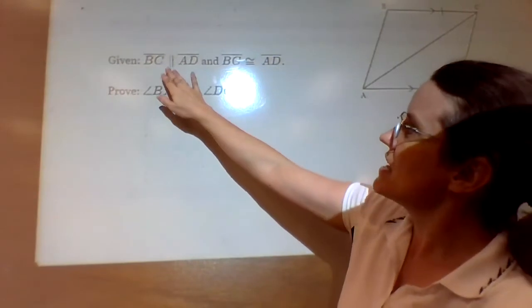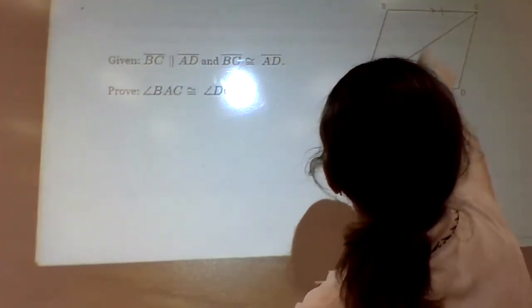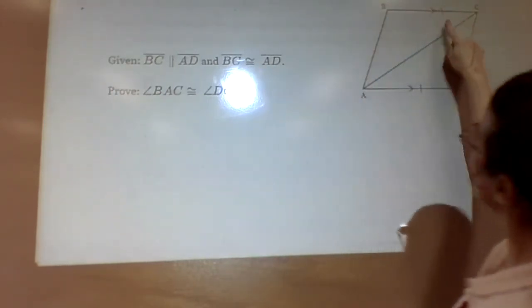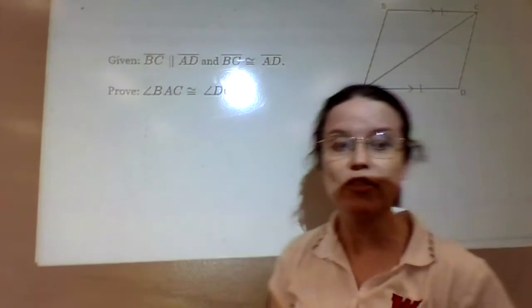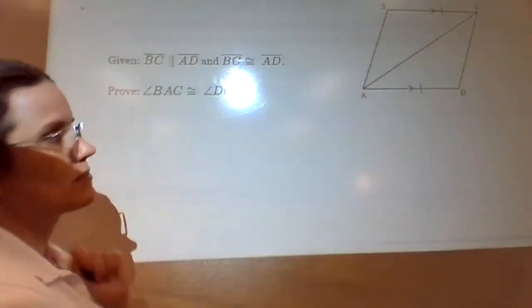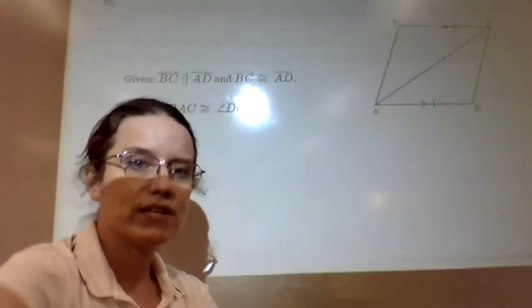So we're given that these two lines, BC and AD, are parallel. That's why they're marked with these little arrows. And I'm also given that BC is congruent to AD. So now they're running the same way and they're the same length. And I need to prove that those two triangles are congruent to each other. So okay, let's do this thing.